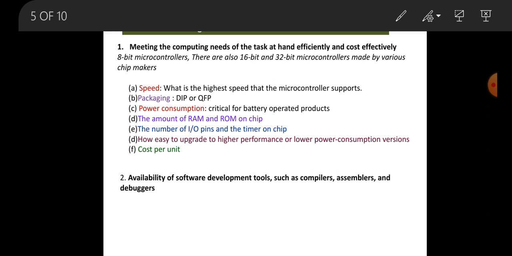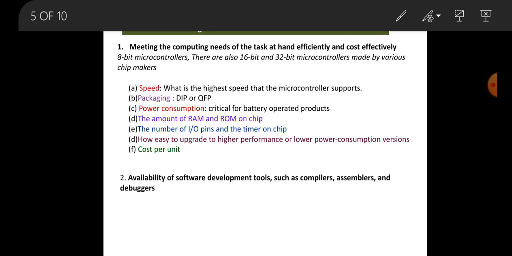Before choosing any of the microcontrollers, the criteria for selecting the microcontroller are: the first point is that it should meet the computing needs of the task. Means whatever the application is, it should meet all the computing needs of the task, plus the cost should be less. Second, availability of software development tools such as compilers, assemblers, and debuggers. Readily, whatever software development tools you need, they should be available. Third, wide availability and reliable sources of the microcontroller.